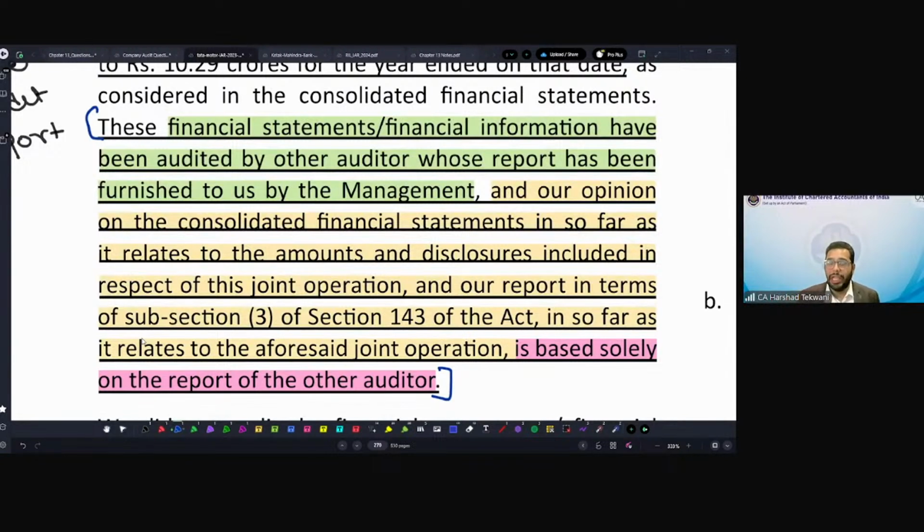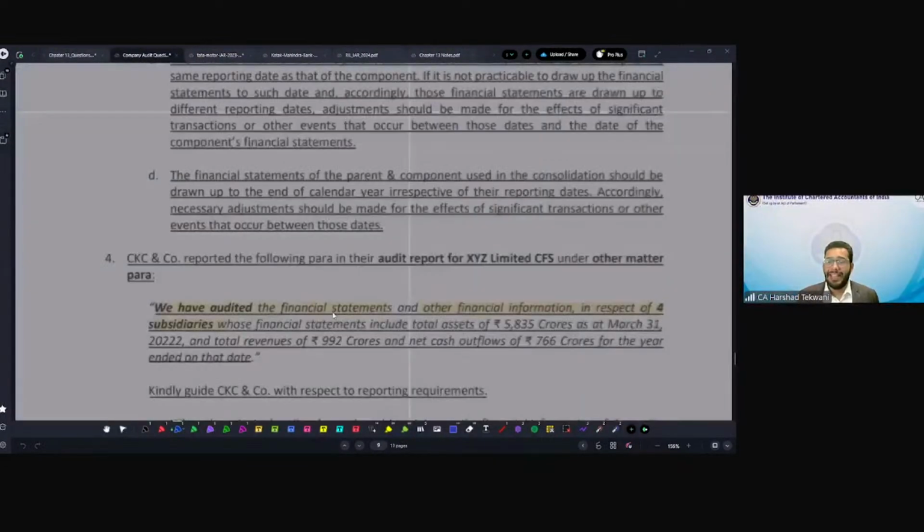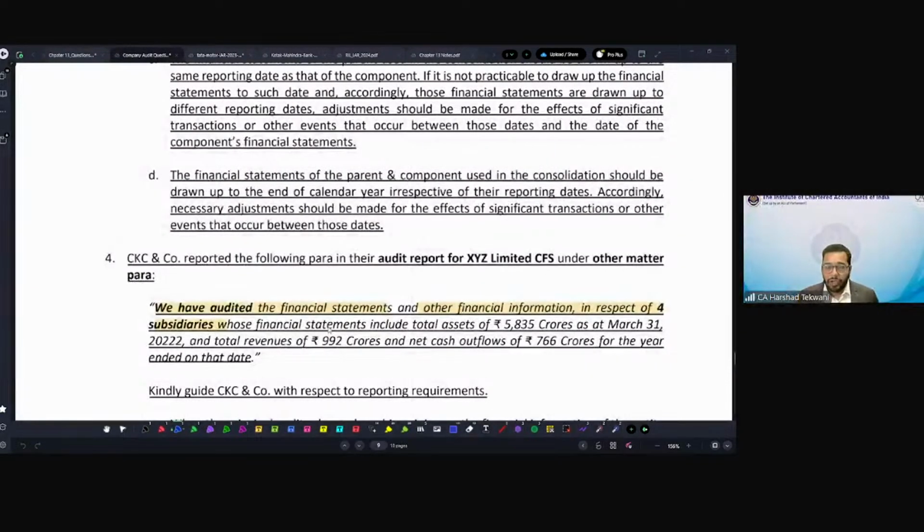This is the main important thing, that you have relied upon the work performed by the other auditor. And in the case where no information is available, you consider whether that is material or not. If not material, then you say we did not get the audited financial statement, it was not audited by us, and the component was not material, so our opinion is not modified. Yes or no? You have to report. I hope now it is clear to you. Any doubts with respect to any of the areas?